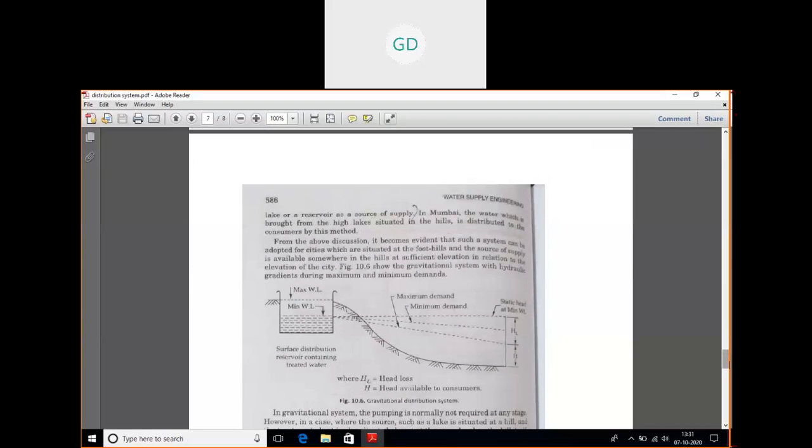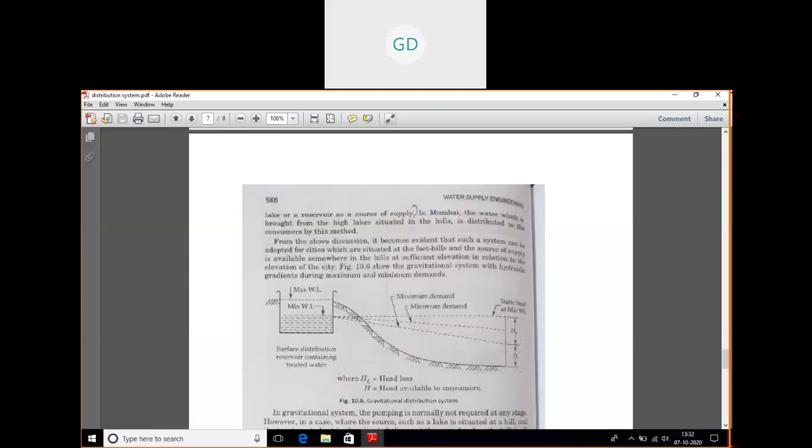So this is your gravitational distribution system. Here basically what happens is that the treatment plant, the distribution system and the consumers are at places having different heads. You can see here that the distribution system is at a higher head and higher elevation, and the consumers are staying in the low lying areas.